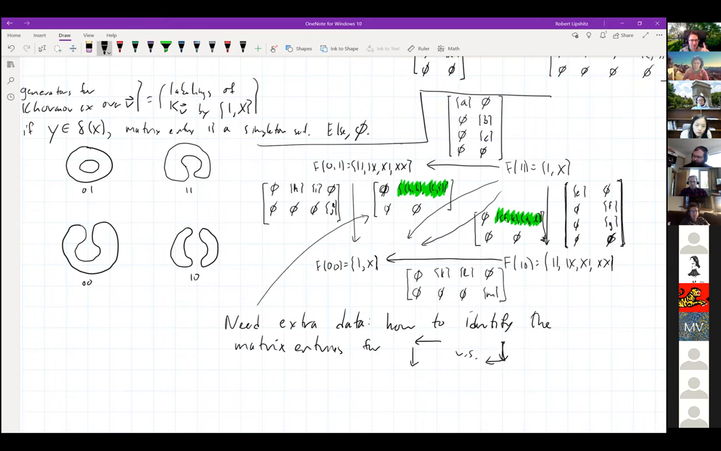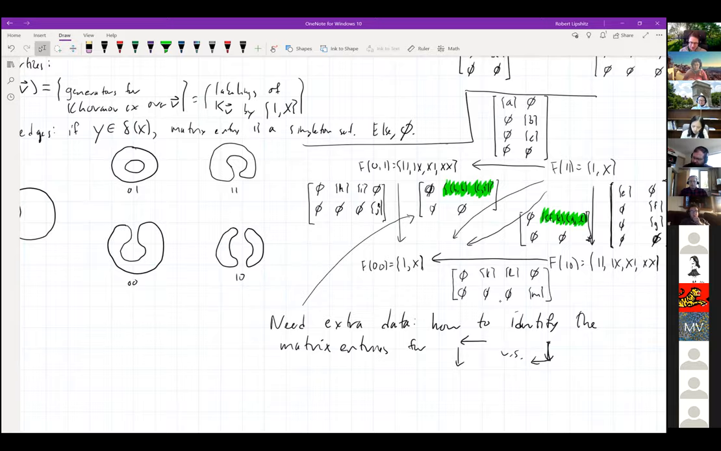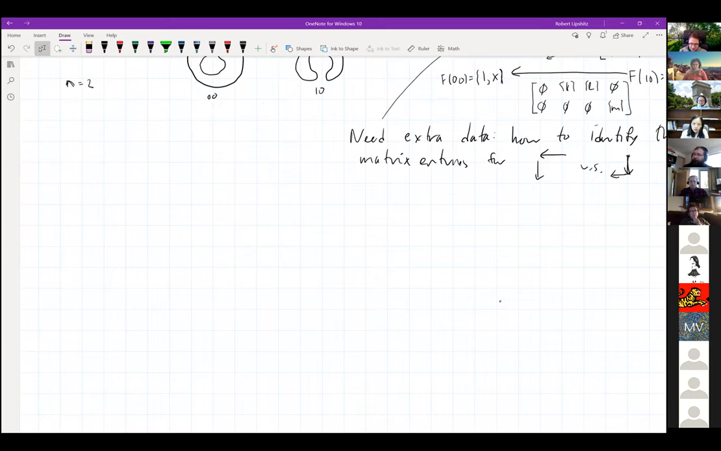I can't choose just anything because there's a compatibility condition across three cubes. So I have to identify them well so that the compatibility condition is satisfied. Also, eventually we want to have an invariant, but that's far down the road. I think that's all for what I've pre-written. So how am I going to do that?